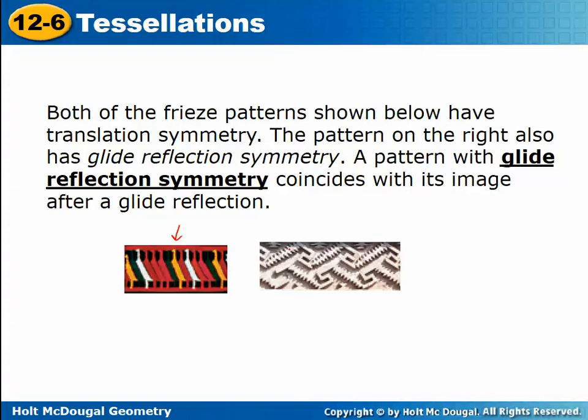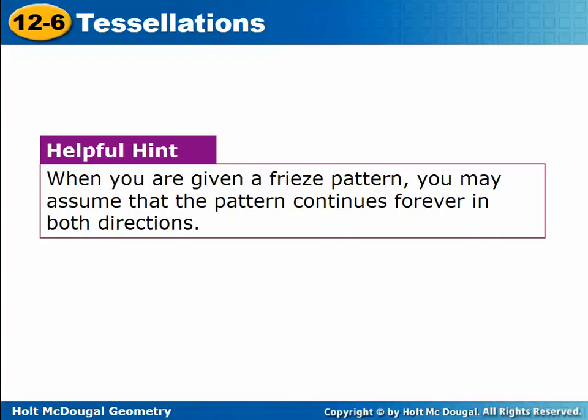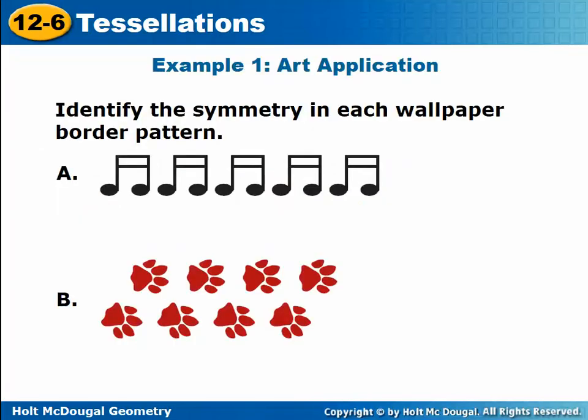The second one also has glide reflection symmetry. That means part of it flip-flops. Like here, this is reflected this way. So if there's a reflection, if it flip-flops, then it's got glide reflection, which is when there's a translation and a reflection. So if you're given a frieze pattern, you may assume that the pattern continues forever in both directions.